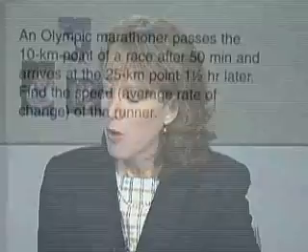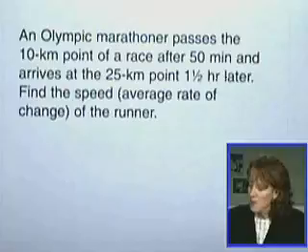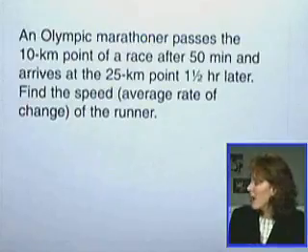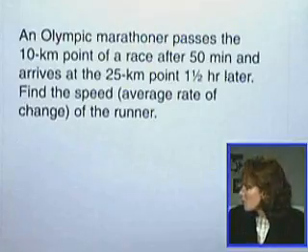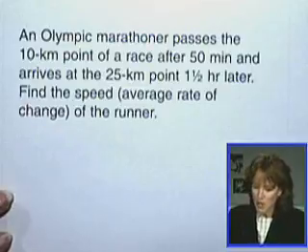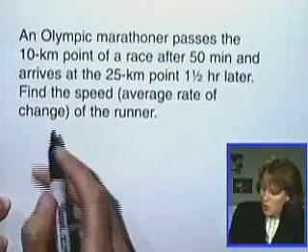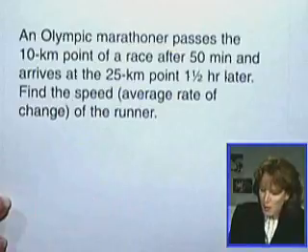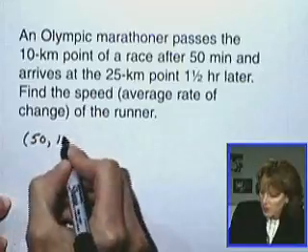An Olympic marathoner passes the 10-kilometer point of a race after 50 minutes and arrives at the 25-kilometer point 1.5 hours later. Find the speed, the average rate of change of the runner. Now the average rate of change is denoted by the slope. So all we need to do is to determine 2 points from this, and then we can determine the slope. So what I'll do is write the first piece of information using an ordered pair. We know at 50 minutes the marathoner was at the 10-kilometer point. So we have an ordered pair, 50, 10.